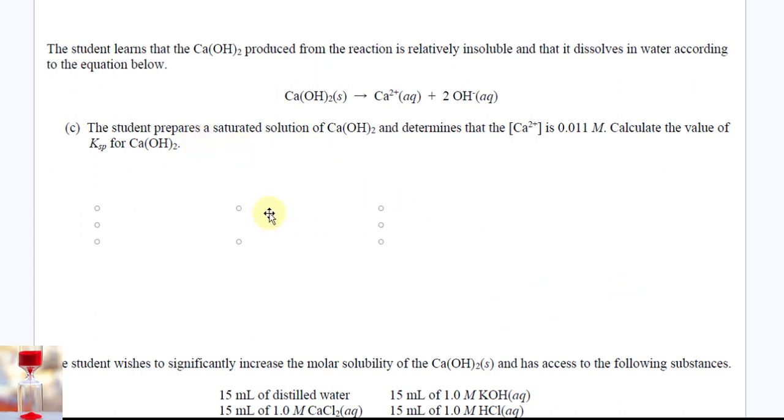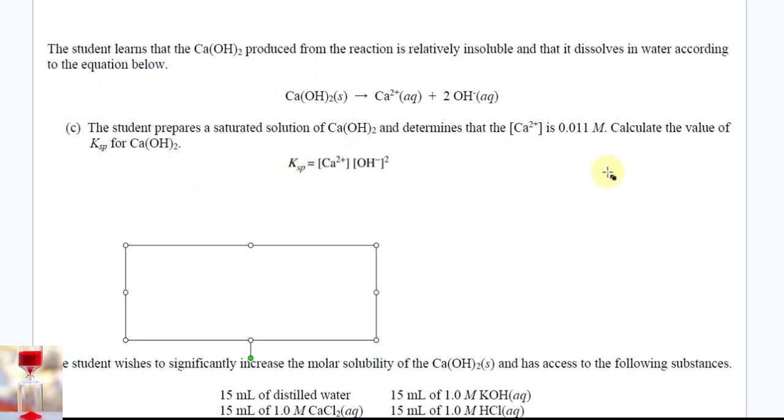A solubility problem, definitely. As such, we should deal with the expression that involves our KSP. Our KSP is going to be equal to, forget about the solid, the ion concentrations raised to the power of their coefficients. It's going to be the calcium ion concentration, which they give us, which is nice. We've got half that equation. And then the hydroxide ion concentration, which we just have to square.